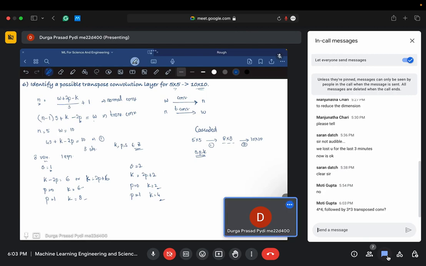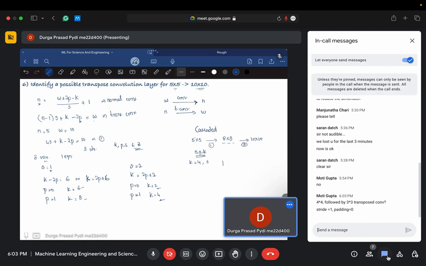4 by 4 followed by 3 by 3 transpose convolution. One thing is clear, both 1 and 2 are going to be transpose convolutions. For the first one, you apply a kernel of 4 by 4. What are the stride and padding you are using? You have to specify all of them, otherwise it won't be unique. Stride equal to 1 and padding equal to 0.